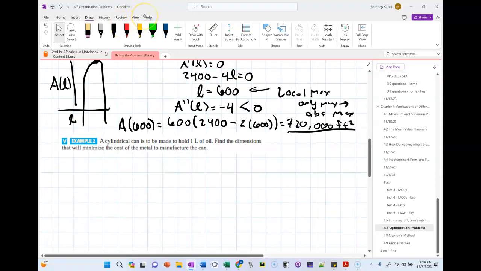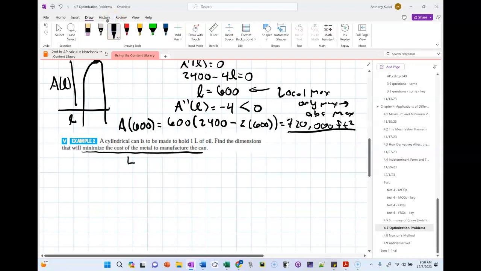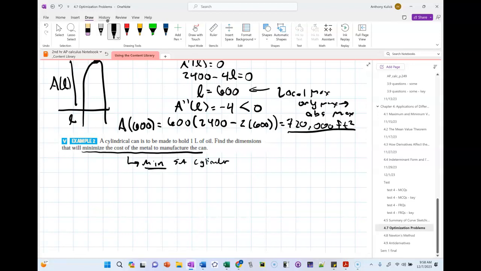Next example, we have a cylindrical can that's being made to hold 1 liter of oil. Find the dimensions that will minimize the cost of metal to manufacture the can. Great. So we want to minimize the surface area for a cylinder. That's right. We're looking for a minimum. So anybody remember the surface area for a cylinder?